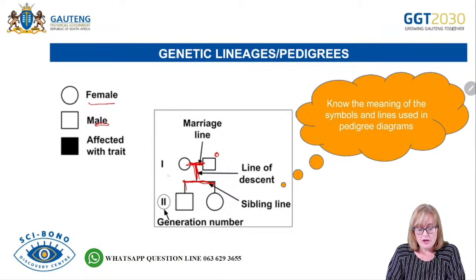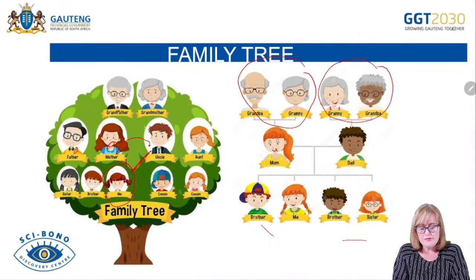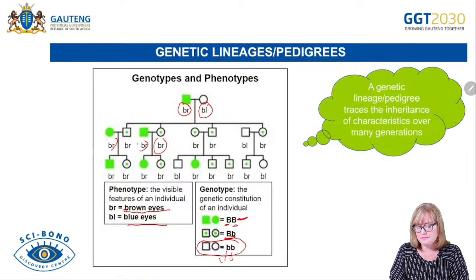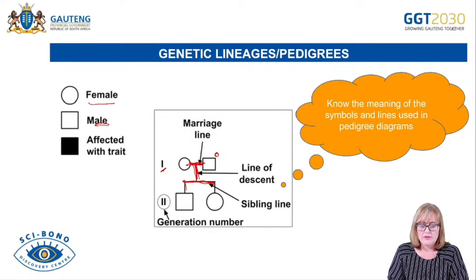Another thing that you should know is that there are generations. This is your first generation, right? And your second generation. If you go back to our little family tree, you can see this will be our first generation, the grandparents, right? This will be our second generation, and this will be our third generation, right? So you have generations in your pedigree diagrams. All right. So those are the basic things that you need to know in order to interpret a pedigree diagram.